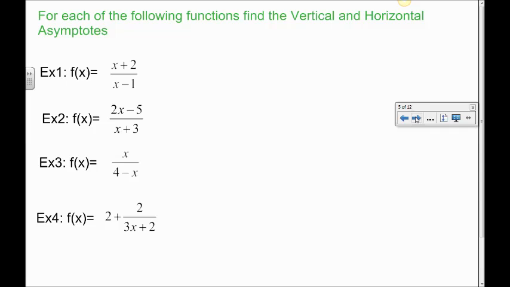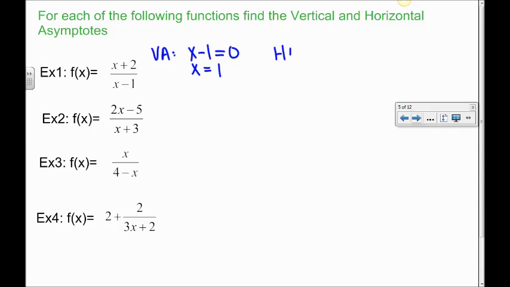Okay, so more practice. We're going to find the vertical asymptote and the horizontal asymptote. So again, to find the vertical asymptote, we're going to make our denominator equal to 0. So x minus 1 is equal to 0. If we add 1 to both sides, we get x equals 1.